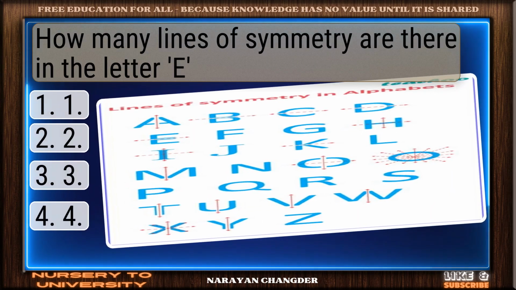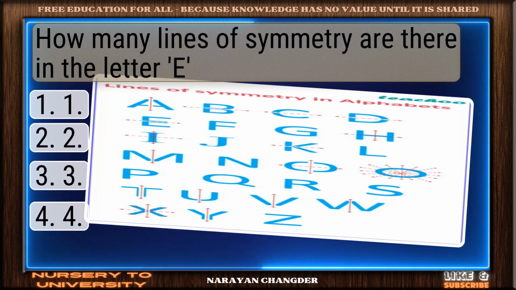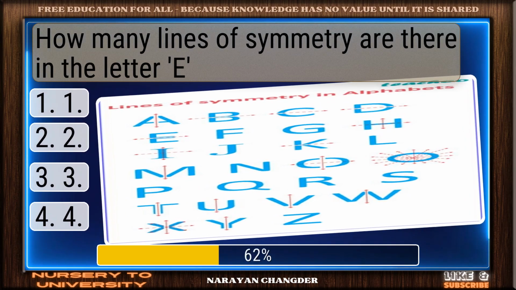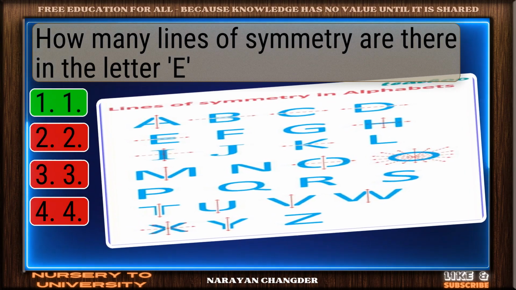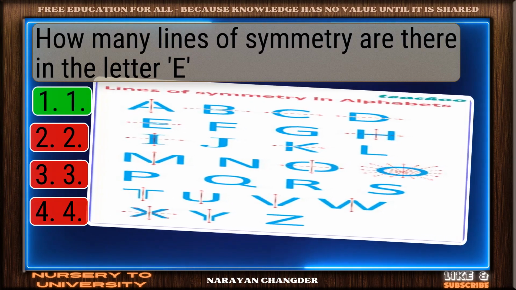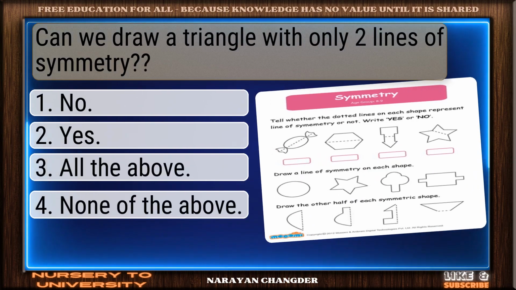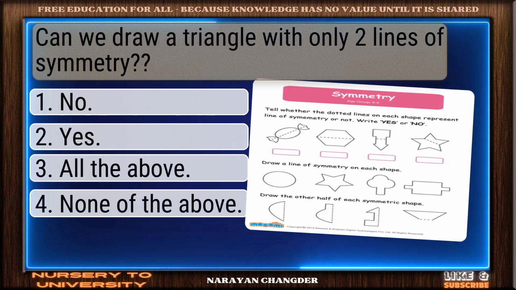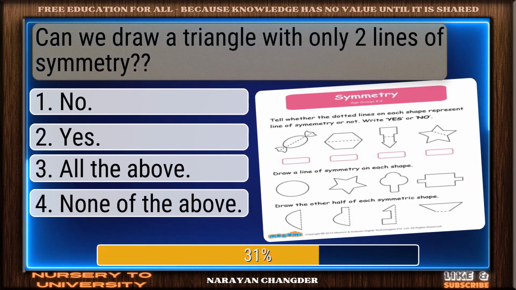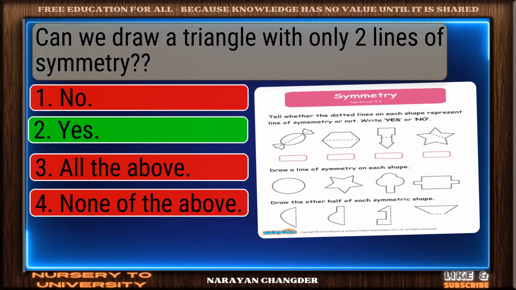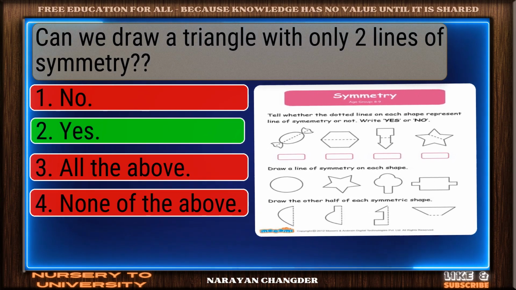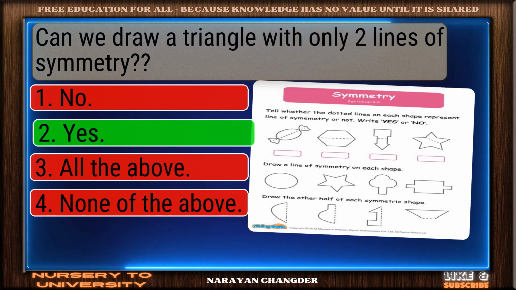How many lines of symmetry are there in the letter? Exactly. 1 makes sense and it is right choice. Can we draw a triangle with only 2 lines of symmetry? Excellent. Yes is a brilliant choice.